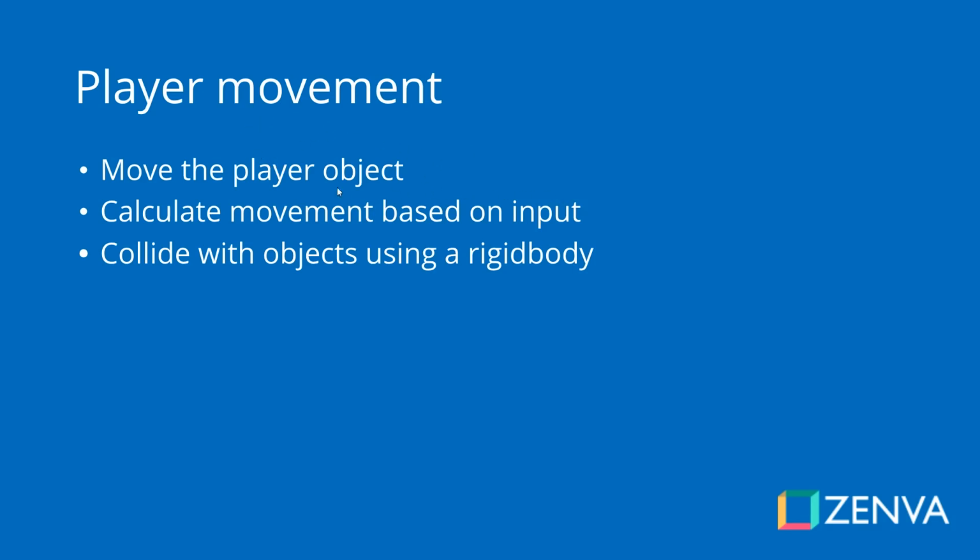So we're going to move the player around. We're going to calculate the movement based on our input, like I said, and we're going to be colliding with objects like the walls, the enemies, and the coins using our collisions with rigid bodies. And we'll talk about exactly what that is here in just a second.